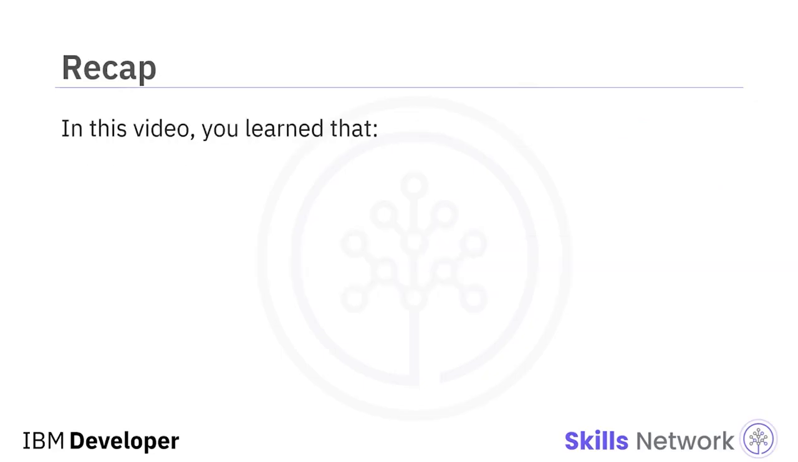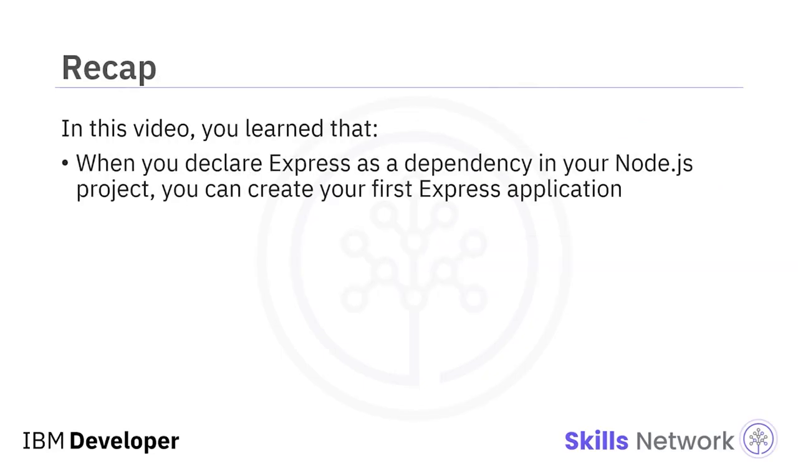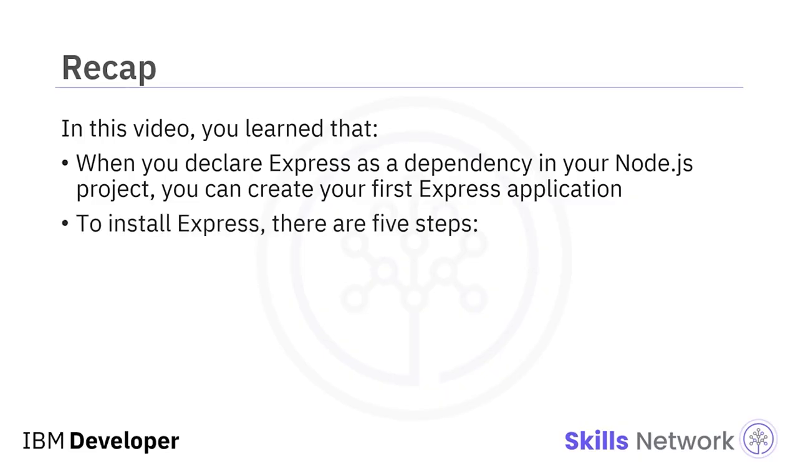In this video, you learned that when you declare Express as a dependency in your Node.js project and download any missing modules, you can create an application and start coding with Express. And to install Express, there are 5 steps.